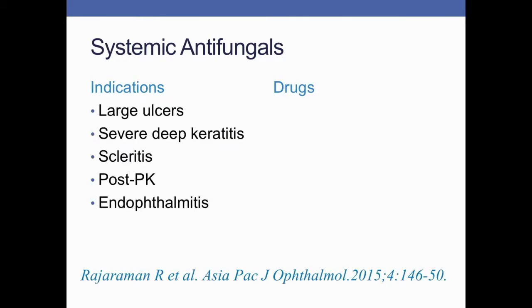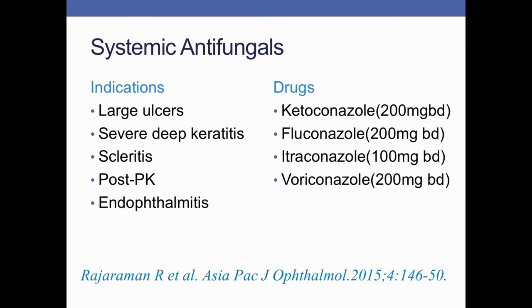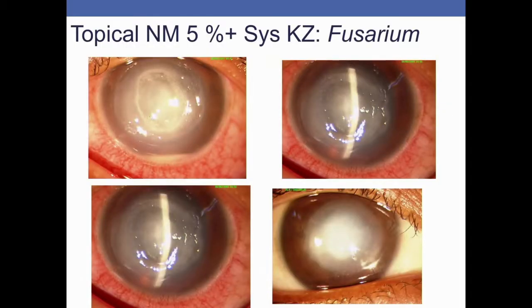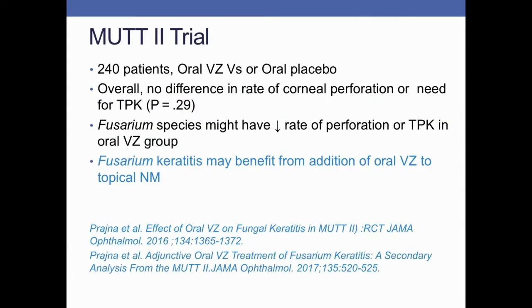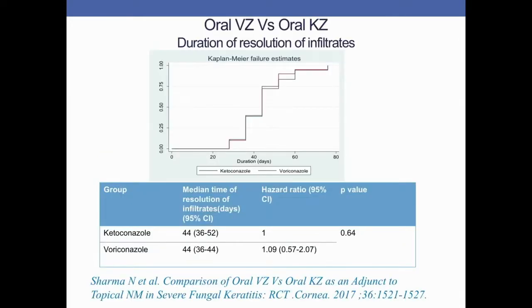Systemic antifungals, on the other hand, were used for large ulcers and for severe deep keratitis, and ketoconazole and voriconazole are the most commonly used systemic antifungal agents. This is a case which did not respond on topical natamycin alone, and systemic ketoconazole was added to cause resolution. The MUTT 2 trial compared oral voriconazole and oral placebo and showed that Fusarium keratitis cases may benefit from the addition of oral voriconazole to topical natamycin.